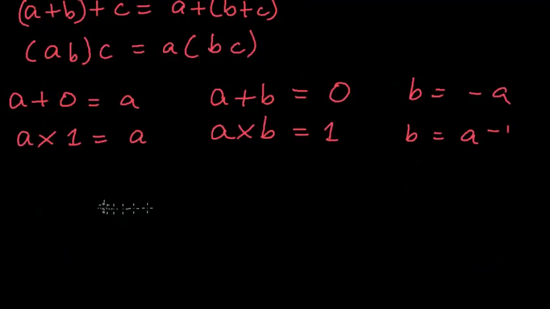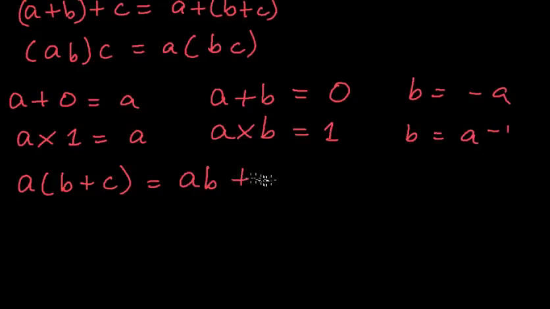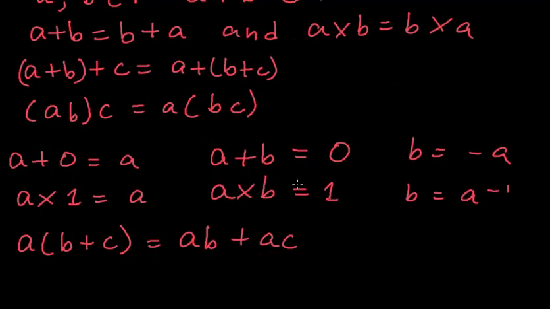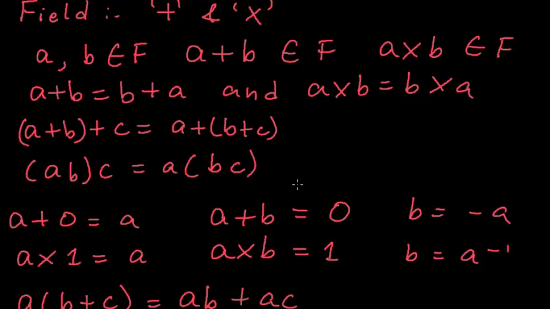And multiplication should distribute over addition. I'm going quite fast in this because I'm assuming that you already know this. a times (b plus c) should be ab plus ac. If these are satisfied in any set, it could be the set of real numbers, it could be the set of rational numbers, it could be the set of complex numbers, or some other sets, then we call that set a field.